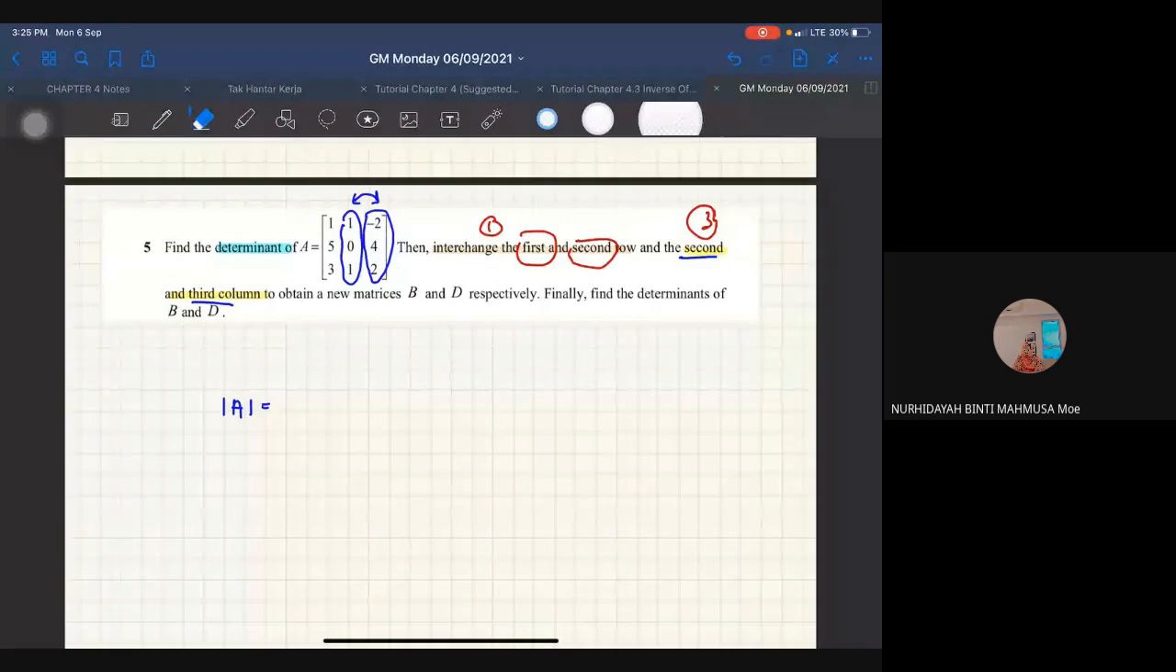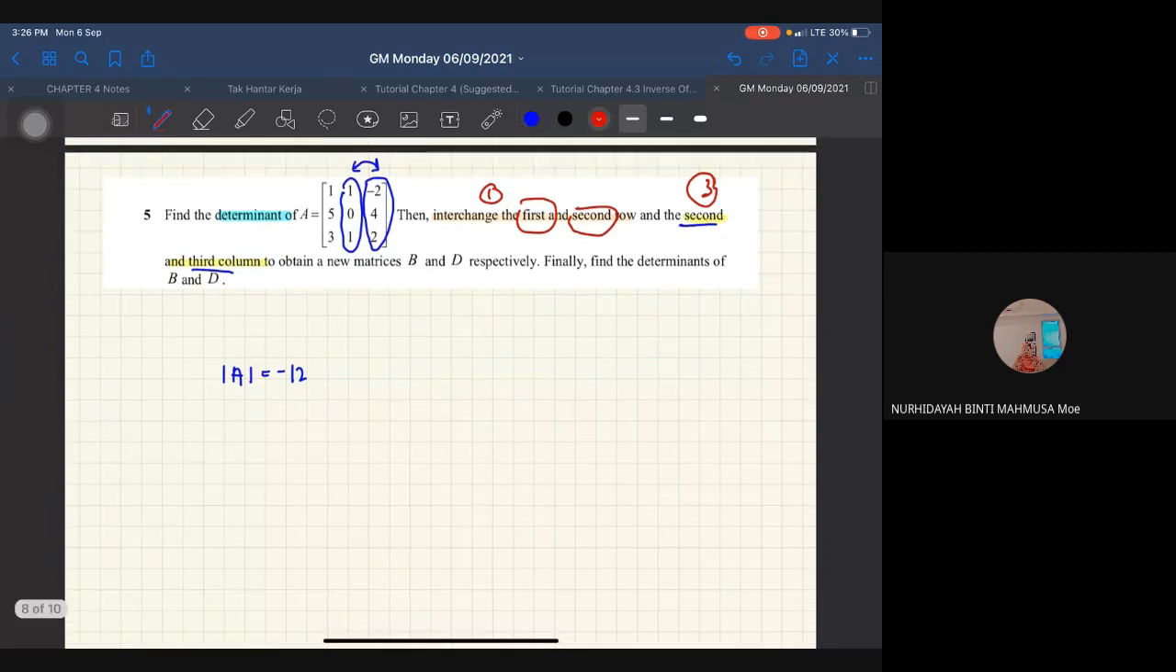Is it 12 if I am not mistaken? Negative 12. Alright, thank you. Okay, so awak akan dapat negative 12 kat situ.